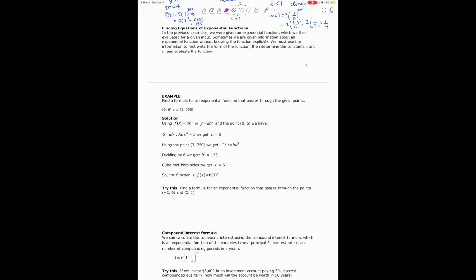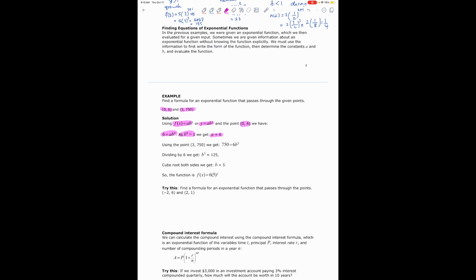Find a formula for an exponential function that passes through the given points (0, 6) and (3, 750). We're going to use the function f of x equals a times b to the x power, or y equals a times b to the x power, and then the point (0, 6). If we plug (0, 6) into the function, we will get 6 equals a times b to the 0 power. We know that b to the 0 power is equal to 1, so we get a equals 6.